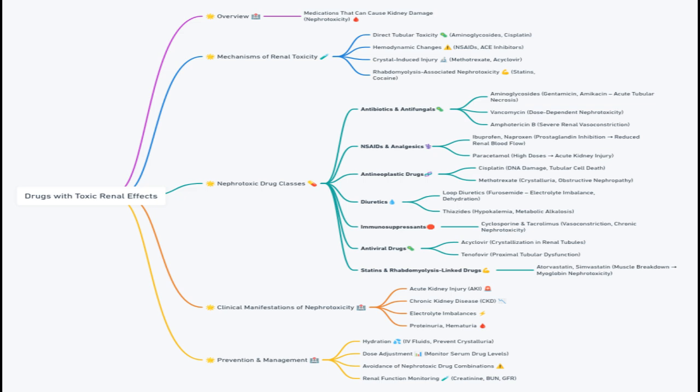And preventive strategies include maintaining high urine output and urine alkalinization. So making the urine more alkaline. Okay, so these are some drugs with toxic renal effects.